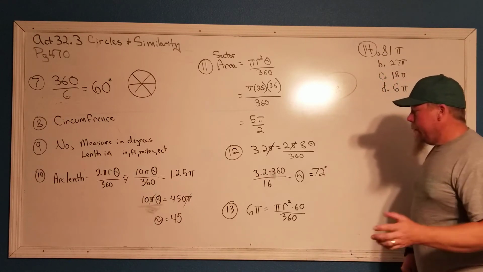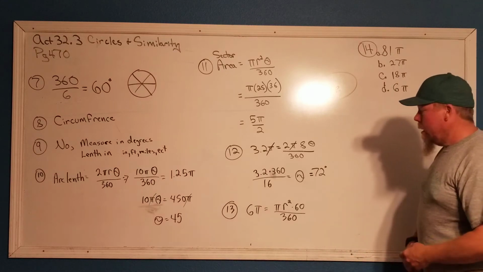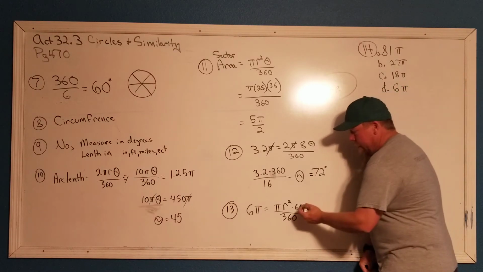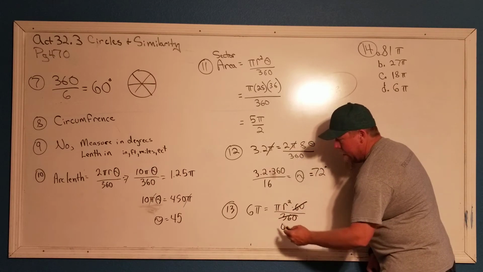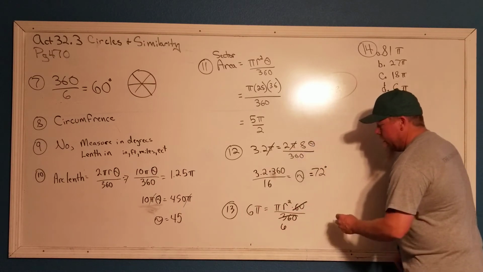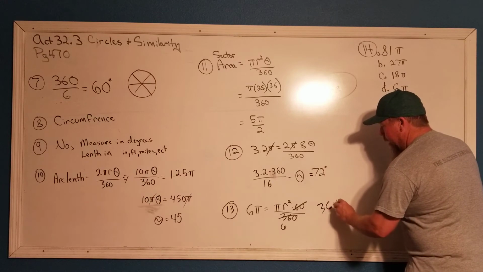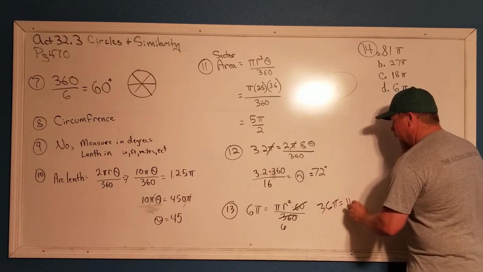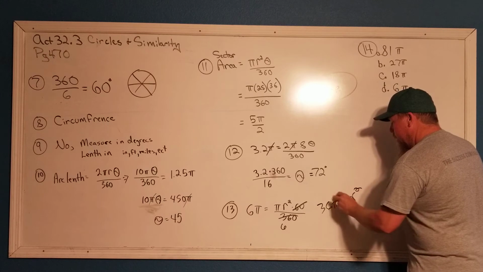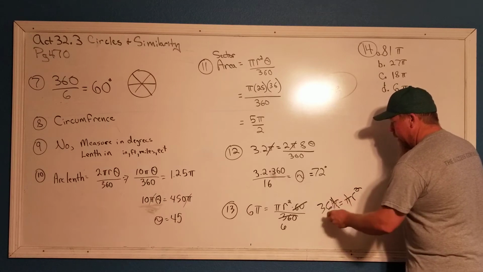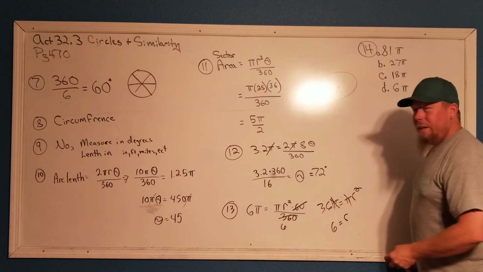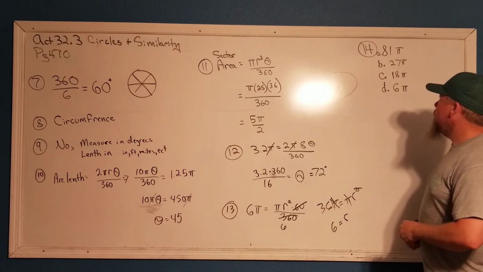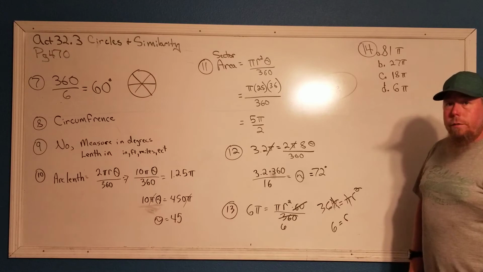Number 13, I wanted to show you the work for it. So just to make sure we're clear, 60 over 360, this is going to reduce, this is going to go away, this is going to become a 6. We're going to multiply both sides by 6, and so we're going to get 36 pi equals pi r squared. The pi's cancel, and then 36 equals r squared, so r is just equal to 6. Hopefully that makes sense. Number 14, they give us a circle with a radius of 9.